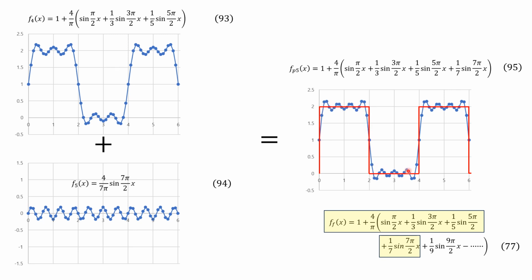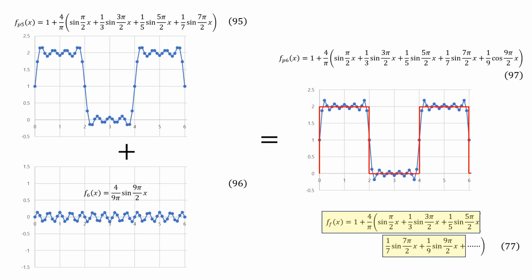As shown in the figure, compared to the sum fp4 of the fourth term of the Fourier series, the result is much closer to a square wave. This means that the overall error value of the Fourier series continues to decrease as the terms of the Fourier series increase.